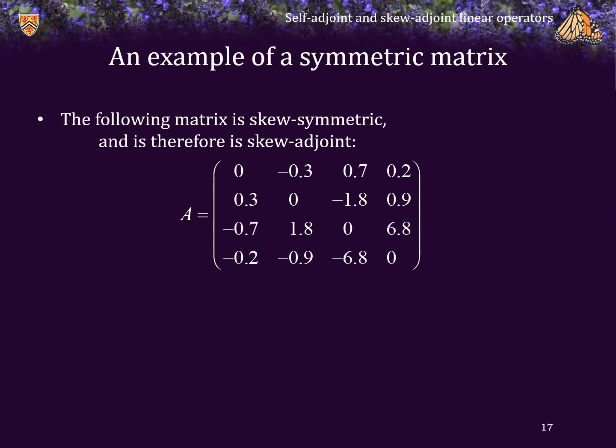The following matrix here is skew-symmetric and is therefore skew-adjoint. Notice that all the entries on the diagonal are 0, and, for example, the entry at 2, 4 is 0.9, which is the negation of the entry at 4, 2, which is negative 0.9.